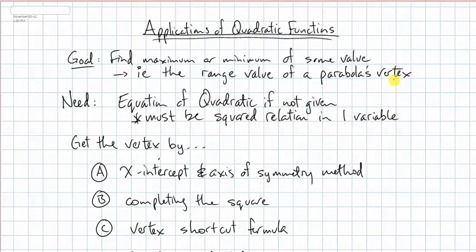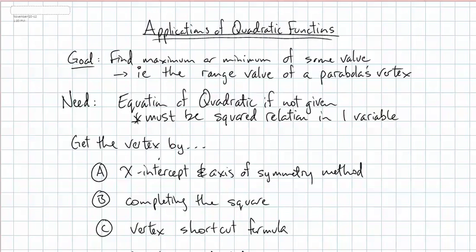extreme value is. Now remember, a quadratic is a squared relationship. So we're going to need the equation of a quadratic if it's not already given. And remember, that's got to be a squared relation in one variable. What do we do to get the vertex?